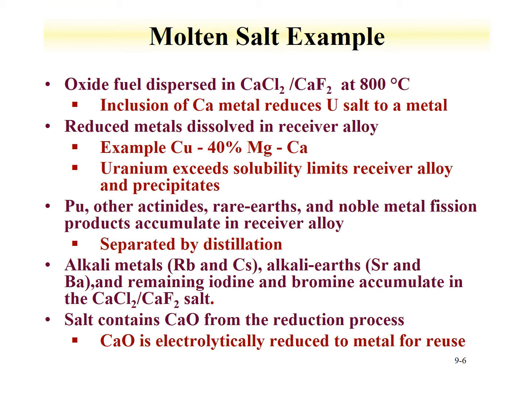And in the case where an oxide was originally used, you would form calcium oxide in the reduction process, so a direct oxide reduction can also be used. And in this case, the calcium oxide would be electrolytically reduced to metal for reuse within the process and insertion at the initial point as the reductant for the uranium.